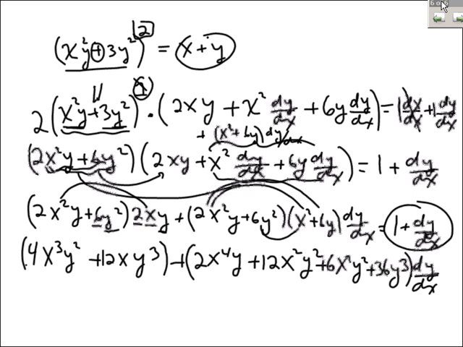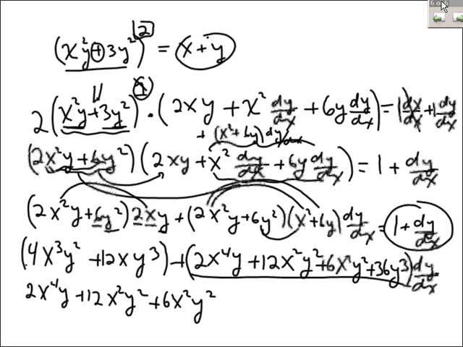And it equals 1 plus dy/dx. Now I'm going to bring all the terms that have dy/dx to the left side. Well, this is one of them. So we have 2x to the 4th y plus 12x squared y squared plus 6x squared y squared plus 36y cubed. And then on the right side, I have an understood 1 dy/dx. So I bring that to the left as minus 1. And everything gets multiplied by dy/dx.